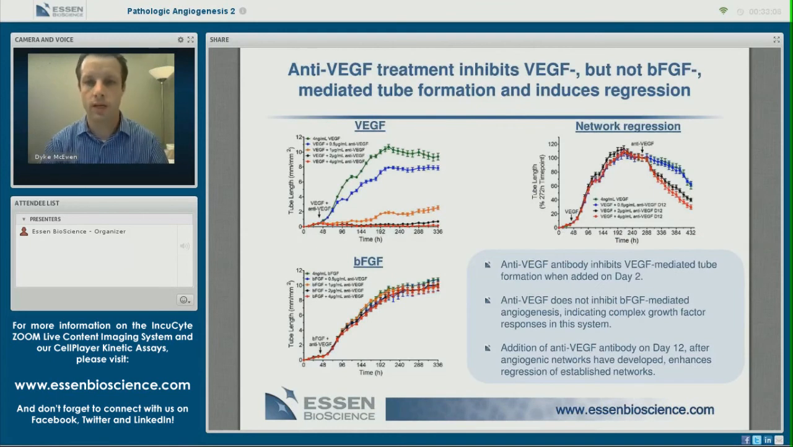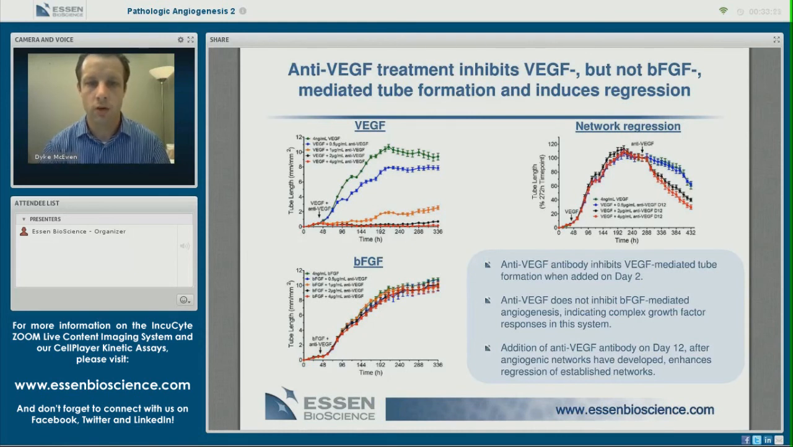But what about inhibition, inhibiting the VEGF response or a basic FGF response? Here we looked at a large biologic anti-VEGF antibody and its ability to inhibit both the basic FGF and VEGF-induced tube formation.